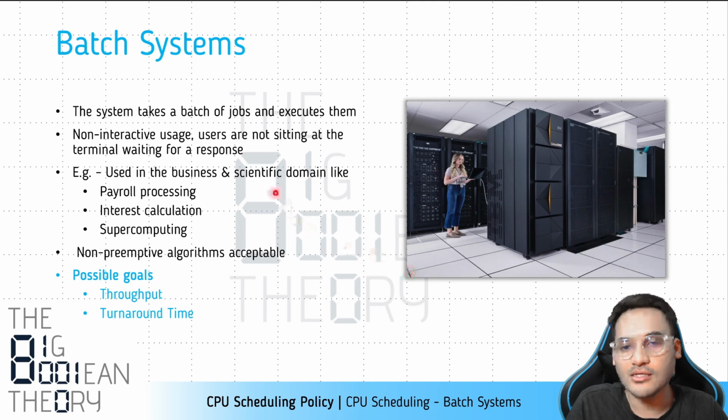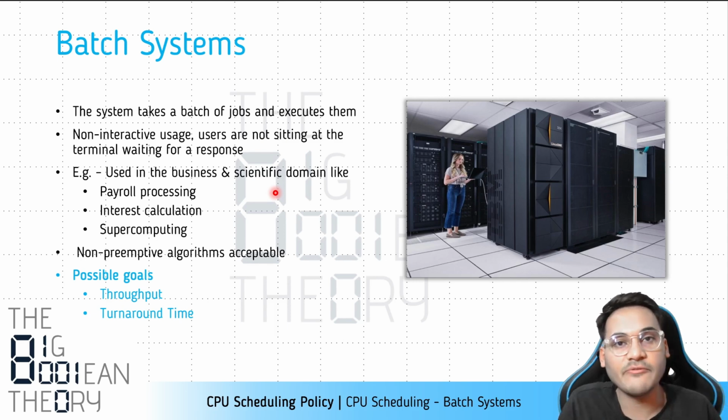So let us start the discussion by recalling what batch systems are, right? As we discussed in the previous video also, batch systems are a form of computing where the system takes a bunch of jobs, you can also call it a batch of jobs, and then executes this batch of jobs, right? The difference between a batch processing system versus normal personal computers or interactive computing, the crucial part is that no users are sitting in front of the terminal.